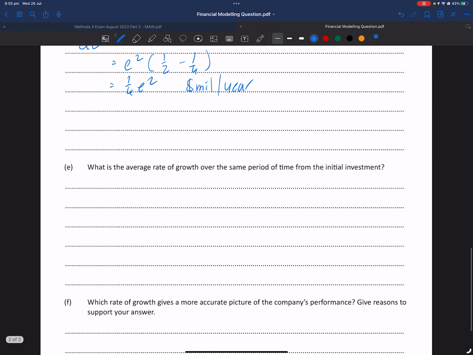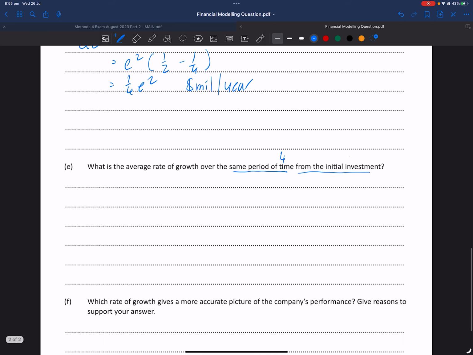Feels about right. Okay, what is the average rate of growth over the same period of time from the initial investment? That effectively means up to 4 years from the initial investment, from year zero. So what we need to do is determine that average rate of growth.